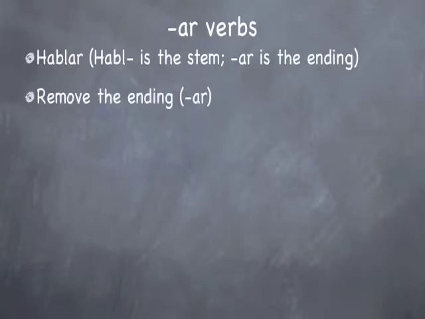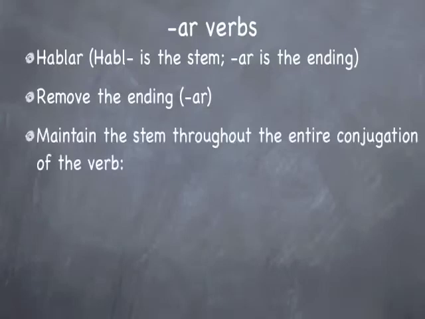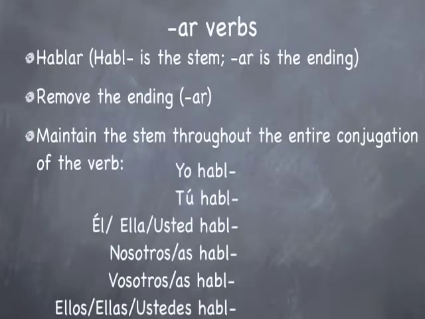To conjugate the regular verbs in Spanish, remove the AR, the ending of the verb, and maintain the stem of the verb throughout the entire conjugation. Remember, the conjugation of the verb is going to have all 6 forms: the first, second, third person singular, and the first, second, third person plural. The subject pronouns that correspond to those forms are yo, tú, él, ella, usted, nosotros, nosotras, vosotros, vosotras, ellos, ellas, ustedes. So if we maintain the stems, that's what you get.